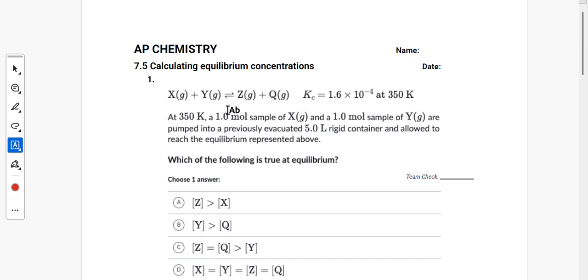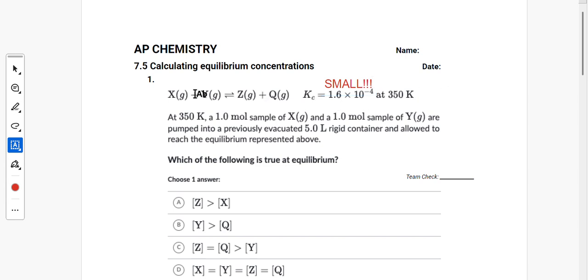I wanted to first take a look at number one and remind you that when we look at a K value, that means at equilibrium, if the K value is smaller than 1, we're going to move towards the reactants. If it's exactly 1, they're going to be equal, with no movement towards reactants or products. If it is larger than 1, it's going to move towards the products. So let's look at our K value.